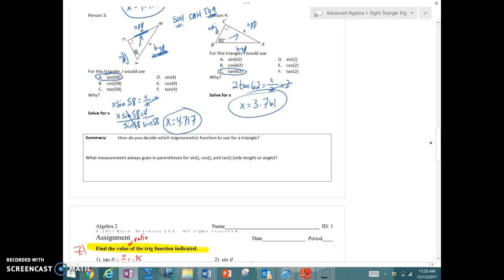Alright, so that's the lesson for today. How do you decide which trig function to use? It's based on the two sides you are dealing with. And again, we're talking about opposite, adjacent, and or hypotenuse. You'll always be talking about 2 of the 3. What measurement always goes in parentheses? That's the angle measure. And we clarify that just because those are some of the common mistakes students make.